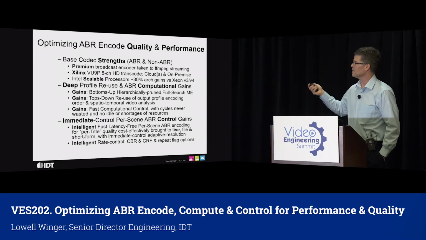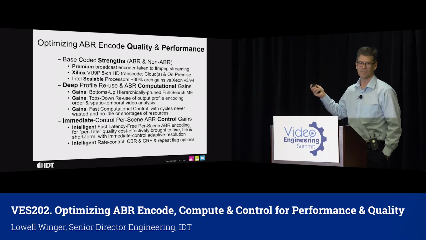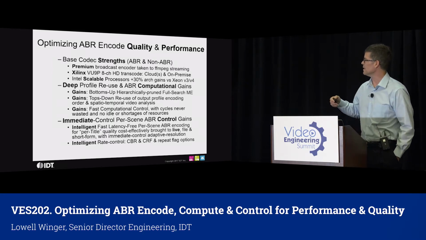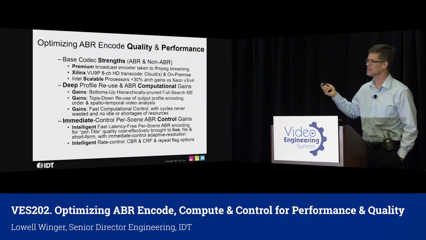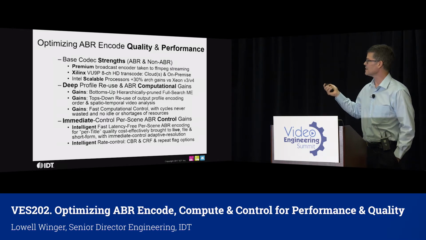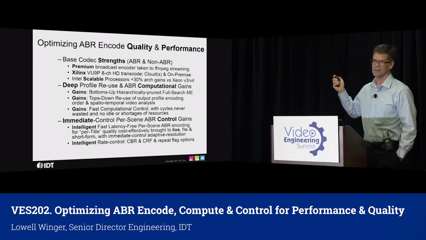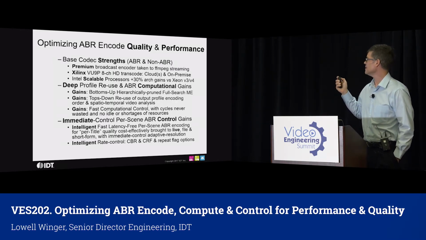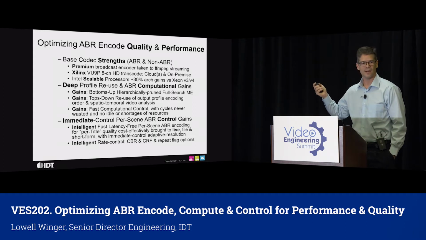So I'll give one example of bottoms-up, which is a hierarchical motion estimation search, which is the gold standard for video compression in terms of quality, and what reuse we do there to get gains. I'll also cover a tops-down example, which is our output encoding order and our complexity analysis.